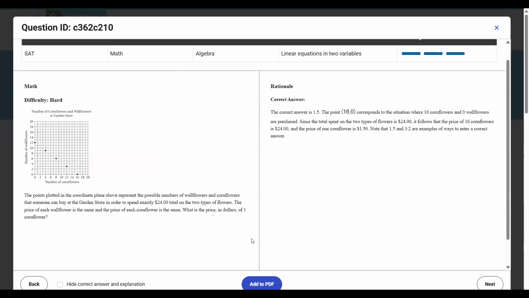So you will calculate the 16 flowers. We're asking about the price of one cornflower. So we'll take the 16 cornflowers. X equals $24. Then divide 24 by 16. It will give you 1.5. So it costs 1.5.